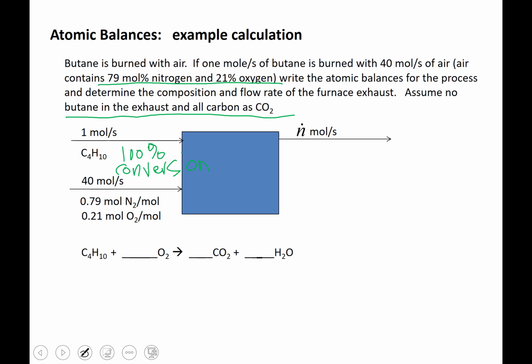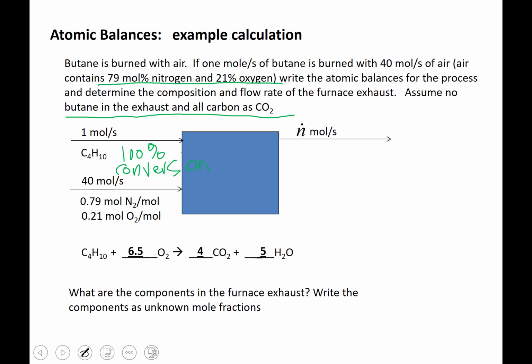So let's balance our chemical reaction. You can do this. You know how to do it. Butane burns with oxygen to form CO2 and H2O. Okay. What are the components in the furnace exhaust? Okay, so we want to write them.